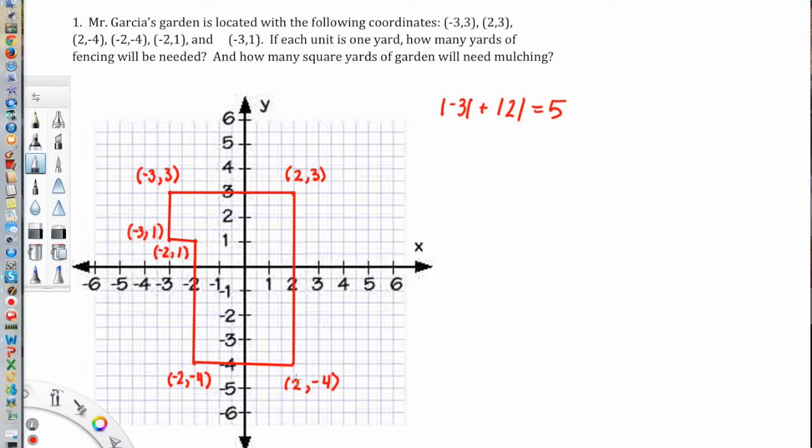Then let's take a look at this vertical line here. We're going to focus now on our y-coordinates. We're 3 above and 4 below. So we need to take the absolute value of our first y-coordinate, which is 3, and the absolute value of our second y-coordinate, which is -4, and add those two together, and we're going to get 7 units apart.